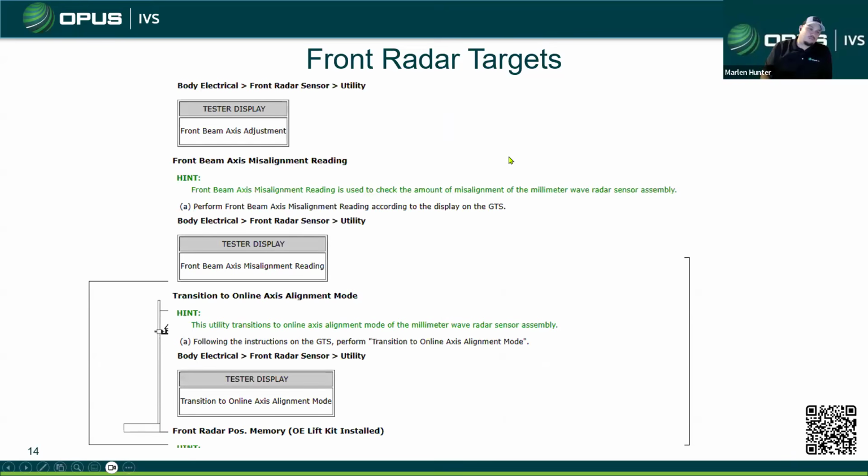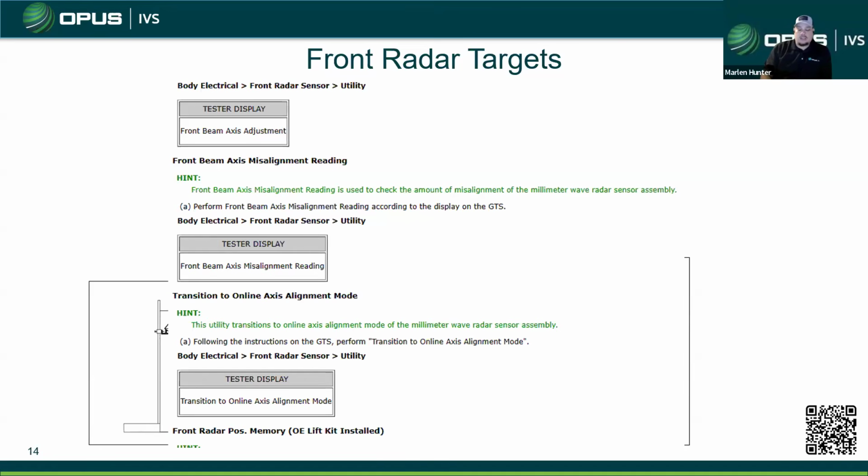And this is just an insert from TIS showing what our different adjustments are. Where you transition to online mode, you go into front axis misalignment reading and front beam axis reading. These are all displayed in GTS, but a lot of these you can also display in your DrivePro or DrivePro 2. But you have to have targets set up for it to do this. The only one that you don't need a target for is obviously the transition to online.